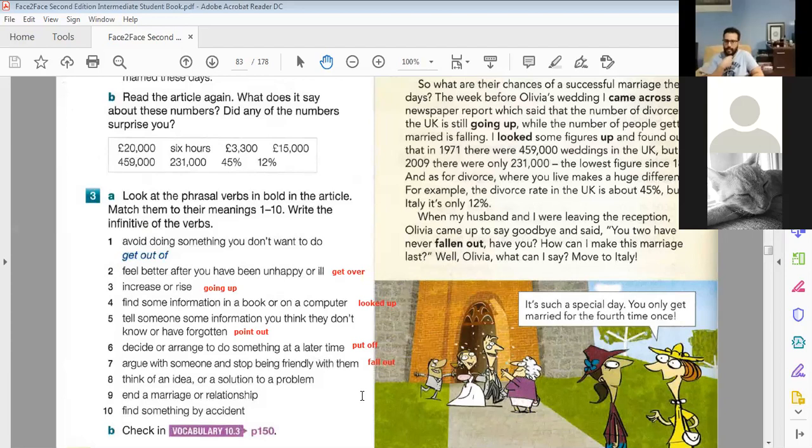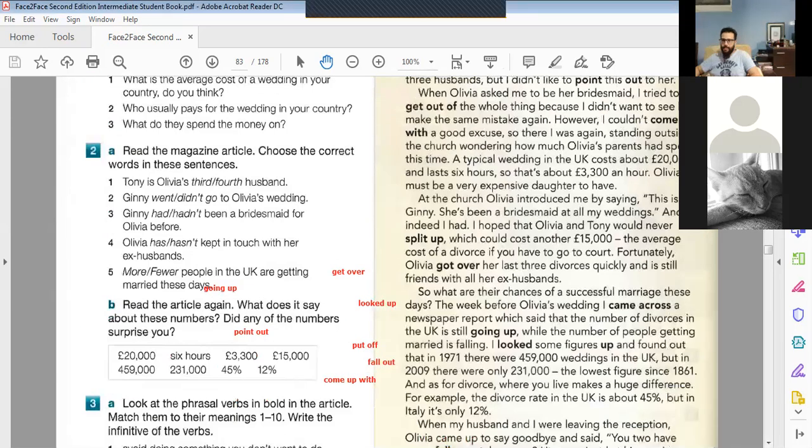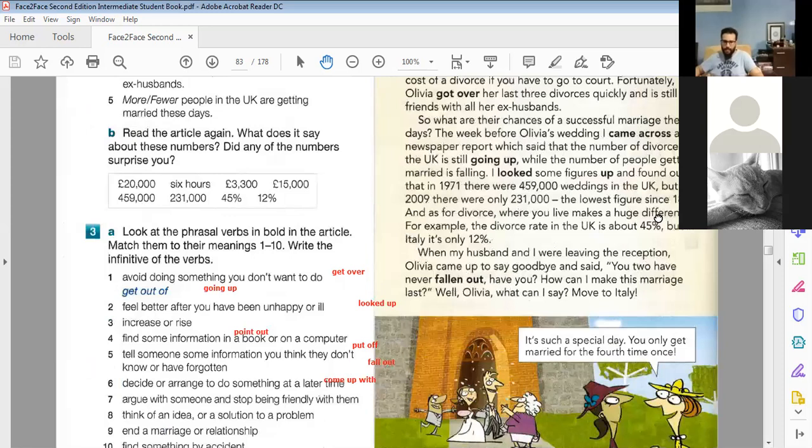Okay, think of an idea or a solution to a problem. Great. Come up with. Yes, come up with it. And let's check the example, how they used it here in the article. They said, with a good excuse. Yes, I couldn't come up with a good excuse. She couldn't think of something at the moment. That's the idea.